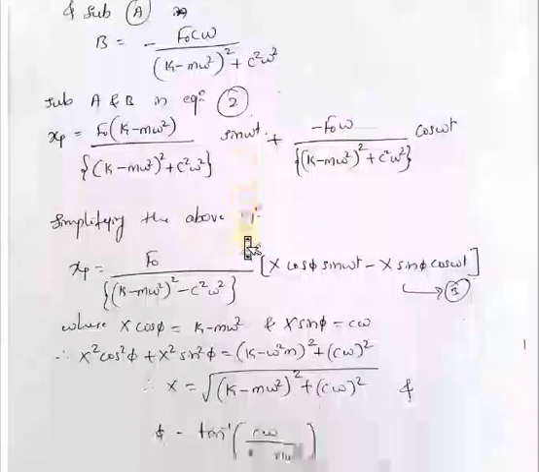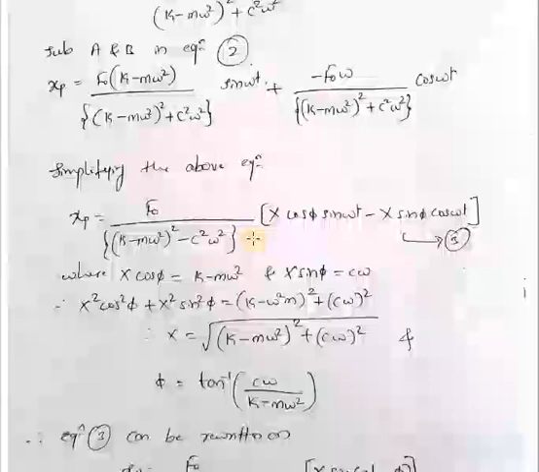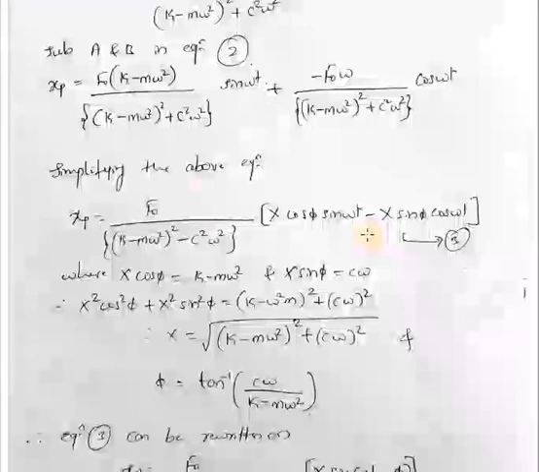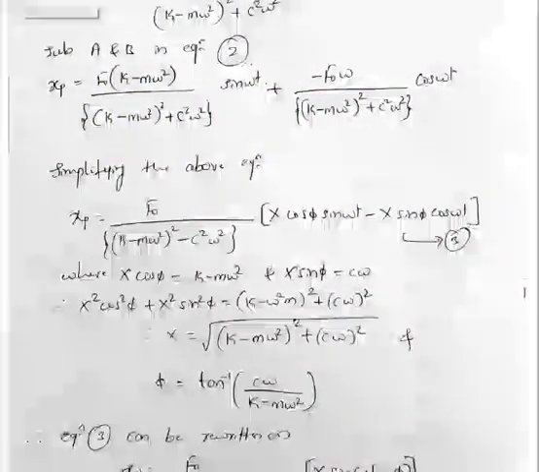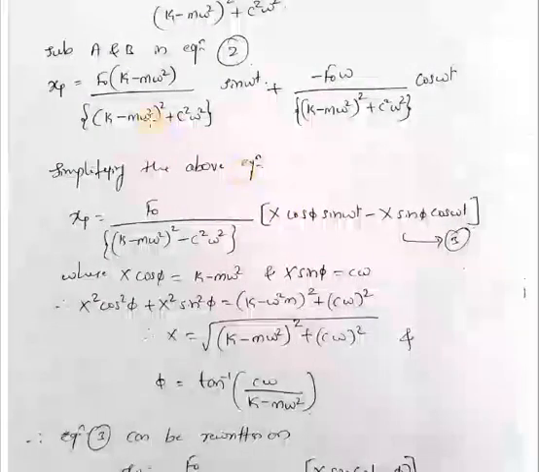we'll get x_p as F0 divided by (k minus m omega square) square plus c square omega square, into x cos phi into sine of omega t minus x sine phi into cos of omega t. So here, after simplification, we get the value of x_p, where x cos phi is k minus m omega square and x sin phi is c into omega.